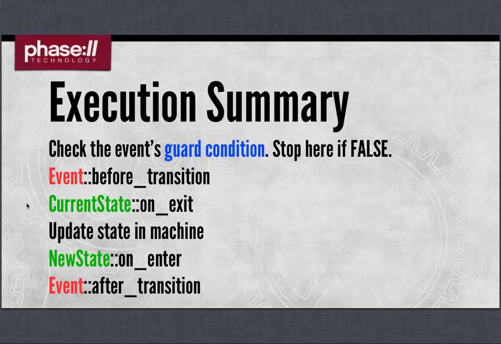Once we're in that event, we then tell the state machine, this thing is now in this state. If you're going to a new state, is there something we need to do before we go into that state, about the state itself? And then, of course, after the event has fired, is there something that needs to happen after that event? So just from a pure abstract standpoint, this is what a state machine event execution is.